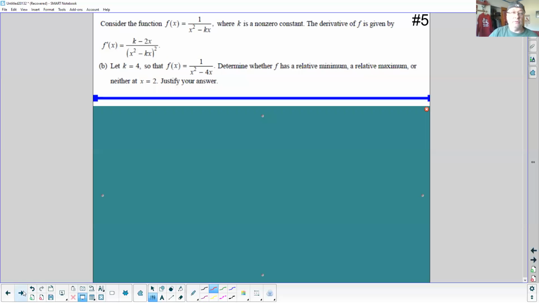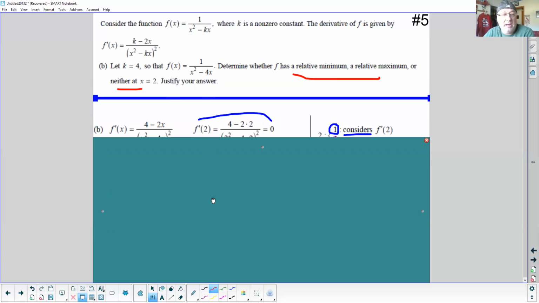Part B, so now they're changing the k to 4. Determine whether f has a relative maximum, minimum, or neither. Well, there are 2 ways to do this. The first derivative test, to check when the derivative goes from positive to negative, or negative to positive, or neither. And the second derivative test, but I don't have the second derivative, so it's probably not convenient to do the second derivative test and check for concavity.